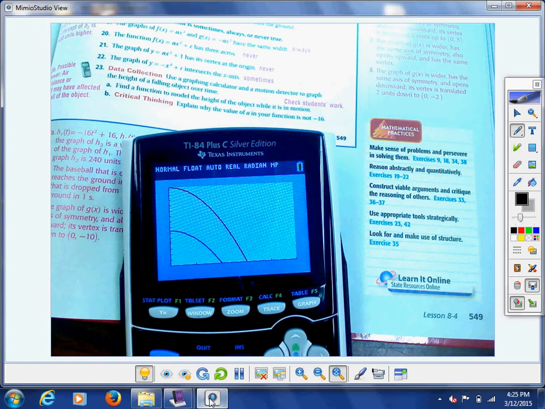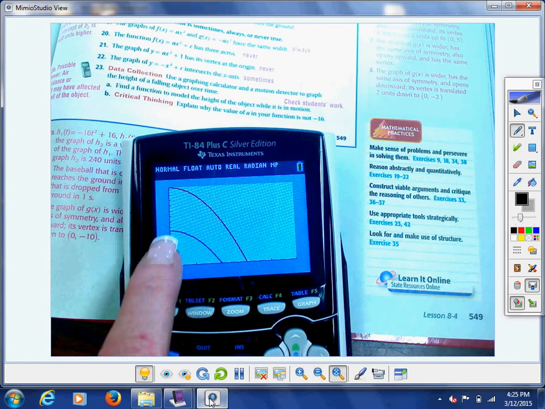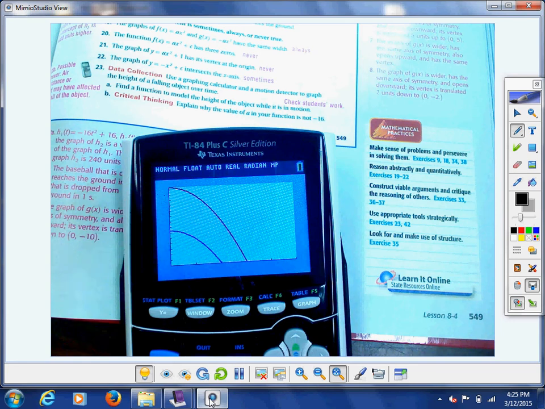On the y-axis, notice there's lots of little notches here. Those are all going by tens because we set the y scale to 10. So the first notch is 10, the second one's 20, 30, 40, 50, and so on.